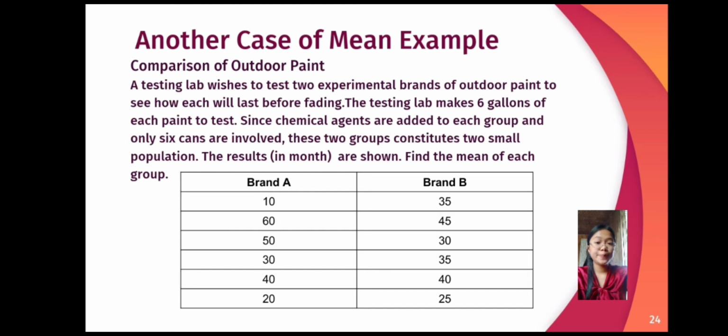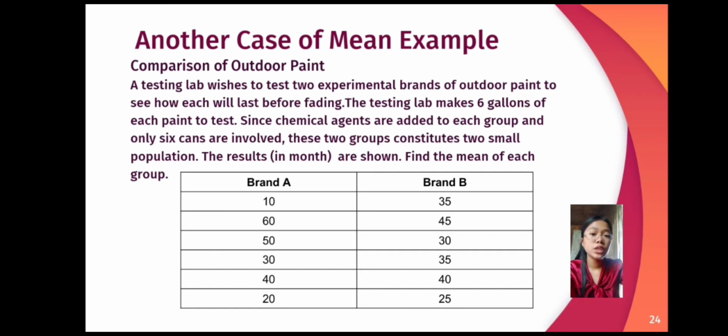Comparison of outdoor paint. A testing lab wishes to test two experimental brands of outdoor paint to see how long each will last before fading. The testing lab makes 6 gallons of each paint to test. Since different chemical agents are added to each group and only 6 cans are involved, these two groups constitute two small populations. The results in months are shown. Find the mean of each group.